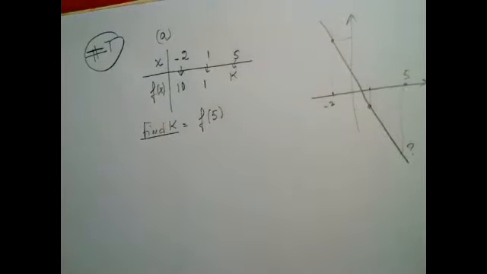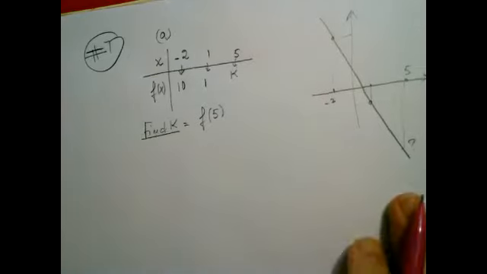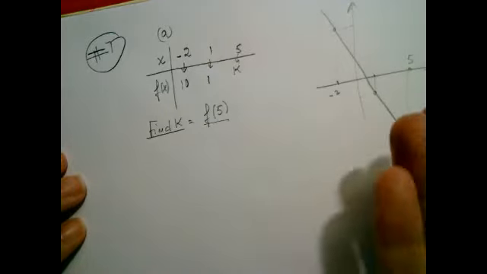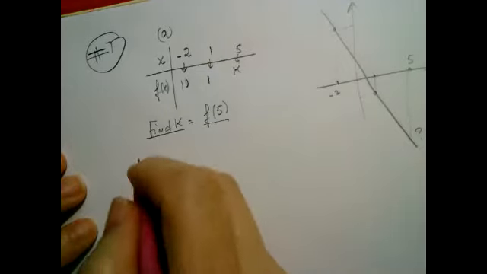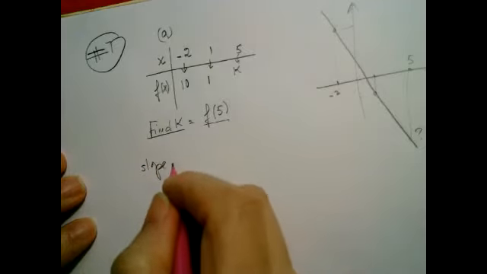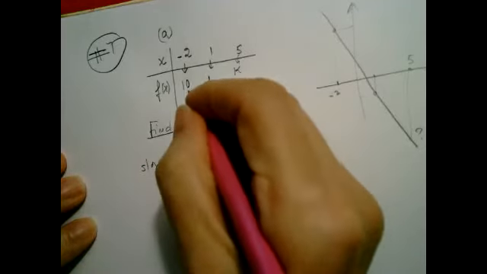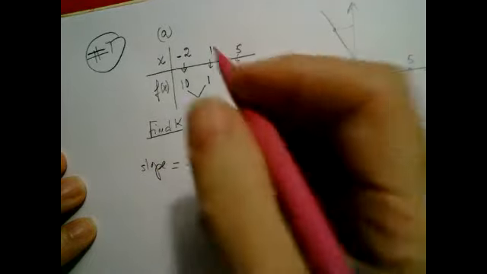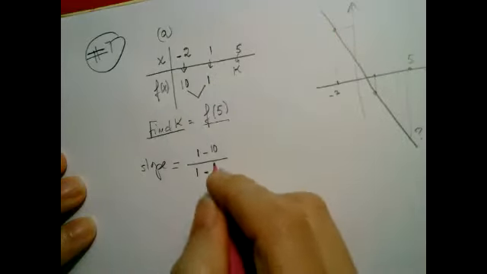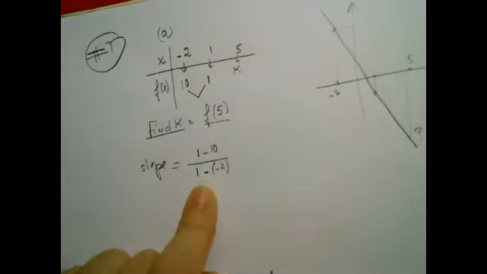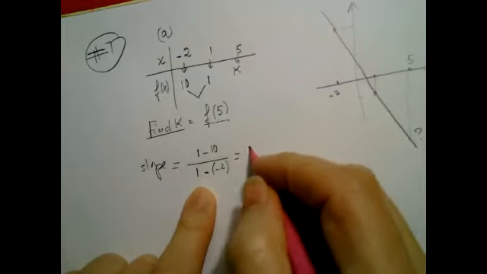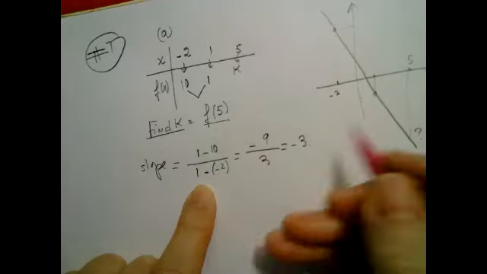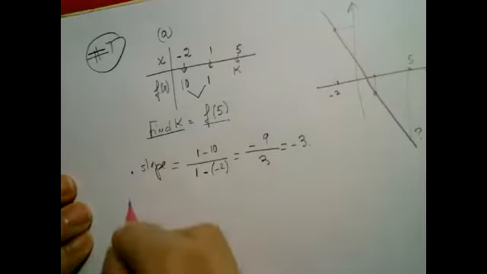The easiest way to do this problem is to find a formula for f and then find the output. That's a line. Finding a formula means finding the equation of the line. So we do what we always do. We find the slope, which is the change of y, 1 minus 10, that's an average rate, over 1 minus, be careful, -2. A lot of you are forgetting about that. The numerator gives me -9, and 1 plus 2 is 3, which is -3. That's the slope.